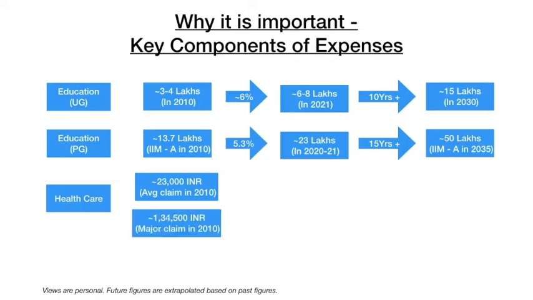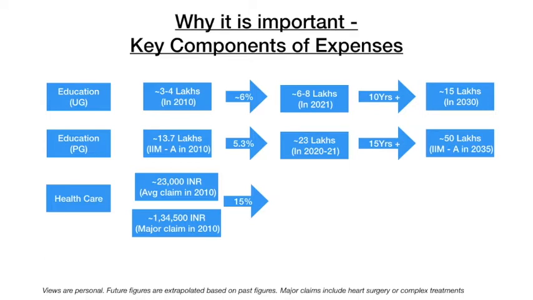Major claim in 2010 was approximately 1,35,000. मेजर क्लेम मींस कोई आपकी सर्जरी हुई है, कोई कॉम्प्लेक्स ट्रीटमेंट है, आपको हॉस्पिटल में ज़्यादा टाइम के लिए रुकना है, it needs pre-hospitalization and post-hospitalization expenses as well, तो उसका approximately 1,35,000 was the average cost. If we talk today, medical is having on an average 15% year on year expense increment.